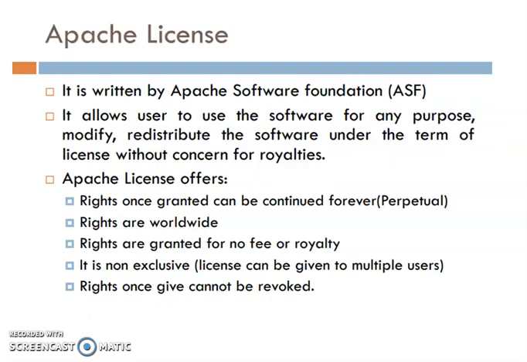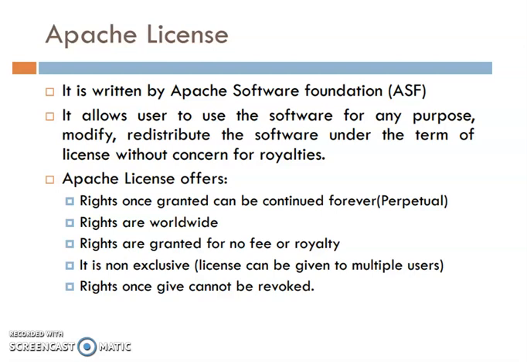Next one, Apache license. It is written by the Apache Software Foundation, ASF. It allows users to use the software for any purpose, modify, and redistribute the software under the terms of the license without concern for royalties. Apache license offers rights that, once guaranteed, can be continued forever. That is, perpetual. Next, rights are worldwide.